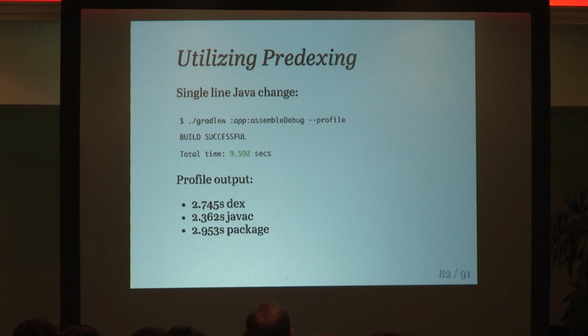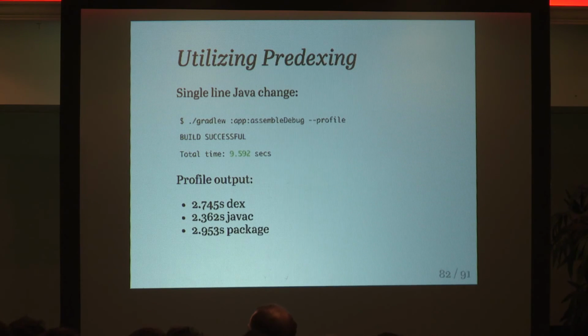So now when I make a single line Java change, we're down from 19 to 9 seconds. And both the Dex times and the Java-C times have decreased considerably, because now we're only dexing one of these Guavas, we're predexing 2 of these Guavas and reusing that output. And we're also just running Java compile on a much smaller source set.